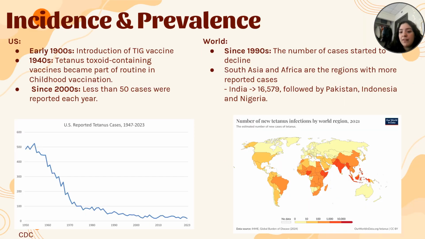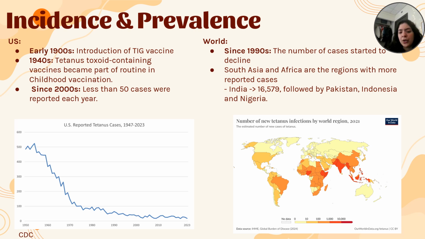So incidence and prevalence in the US in the early 1900s. Actually, the cases of tetanus decreased by the introduction of the TIG vaccine, which I'm going to talk about later on in the presentation. In the 1940s, the vaccine became part of the routine in childhood vaccination, which also affected the decrease in cases. And lastly, since the 2000s, less than 50 cases were reported each year.